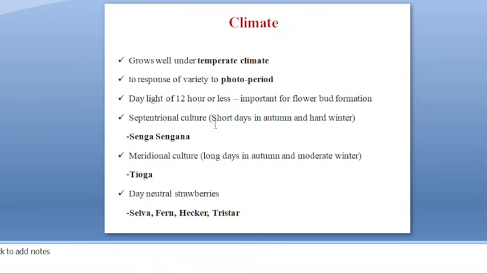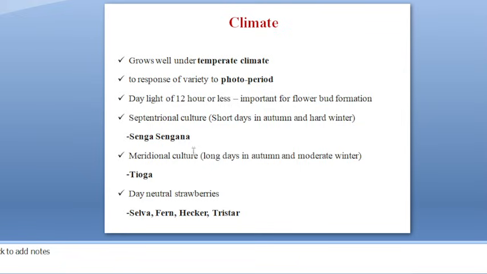In case of septentrional cultivars, normally there will be high temperature wherever there are short days. Even with high temperature we can get some short days because of the fluctuation in temperature. And the other thing is that winter is completely absent. Some of the varieties are suitable to this kind of condition; Sengana is one variety. It is suitable to high temperature as well as short days.